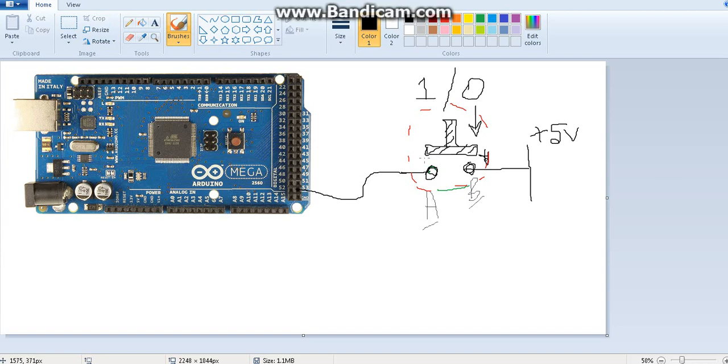Now the switch is not pressed, that means there is no connection between A and B. So what is the state of pin 53? Is it at 5 voltage, that means is it 1 or high? No, right? Why? Because the 5 voltage is only up to the point B. From here to here there is no connection, because the button is not pressed, the switch is not pressed.